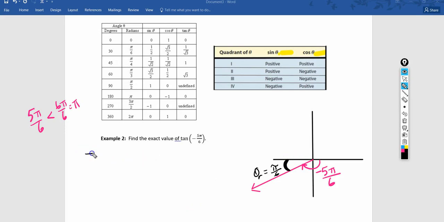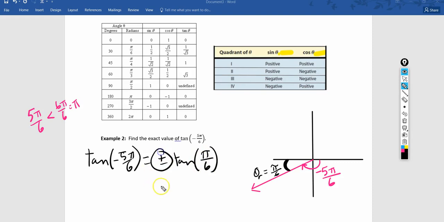Now, the tangent of an uncommon angle, like that, is equal to plus or minus the tangent of its reference angle, which in this case is pi over 6. And plus or minus depends on the quadrant. Now we are in quadrant 3. Negative 5 pi over 6 is in quadrant 3. And in quadrant 3, the tangent is positive.